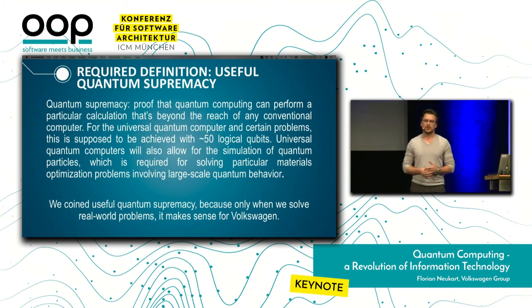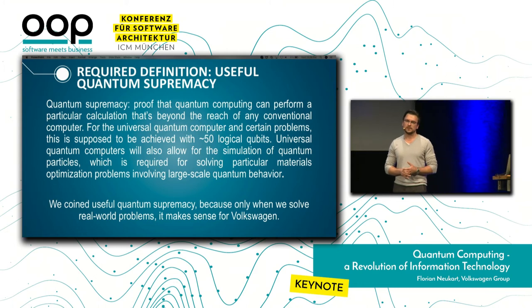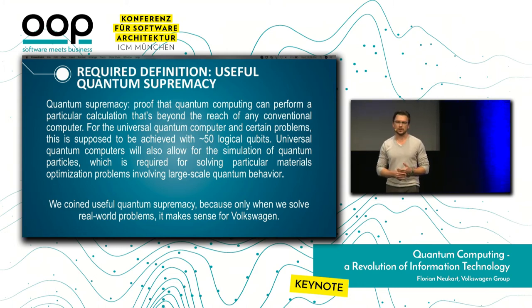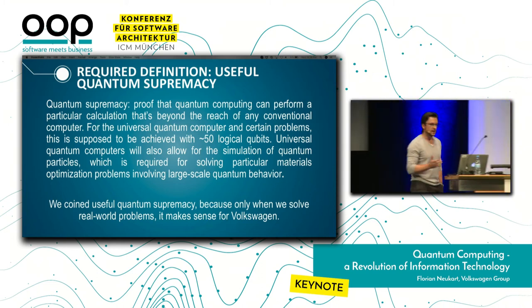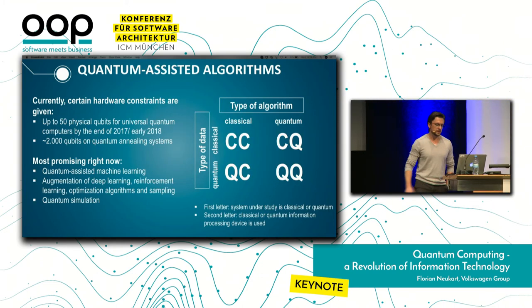So right now, we're somewhere between 72, and maybe some companies have a little more, for gate model chips. For quantum annealing systems, the special purpose computers, we have 2,000 qubits that we can access, and soon to be seen more, so up to 5,000 qubits. And this already allows us to do something that could be useful.